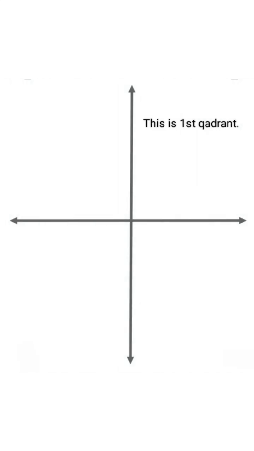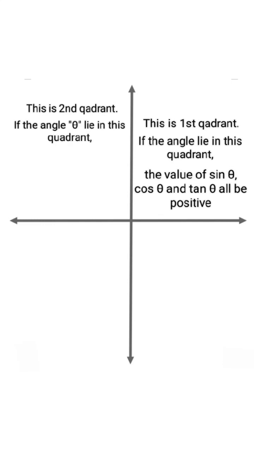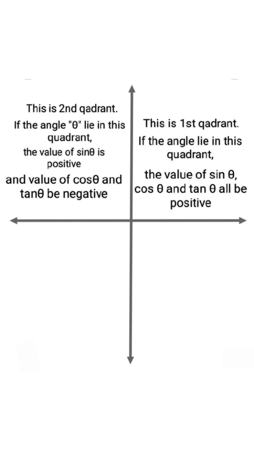This is first quadrant. If the angle lies in this quadrant, the values of sin theta, cos theta and tan theta will all be positive. This is second quadrant. If the angle theta lies in this quadrant, the value of sin theta is positive and the values of cos theta and tan theta are negative.